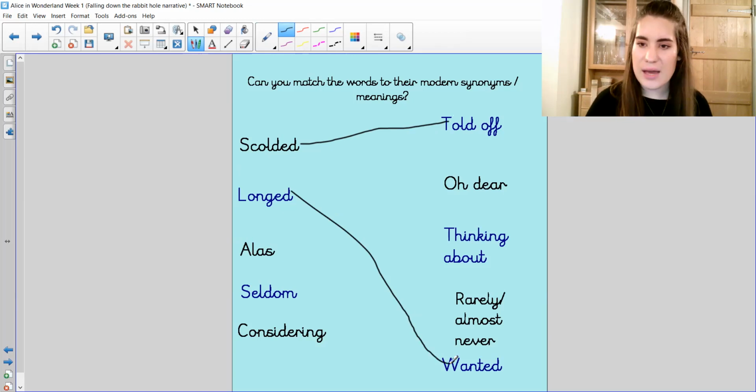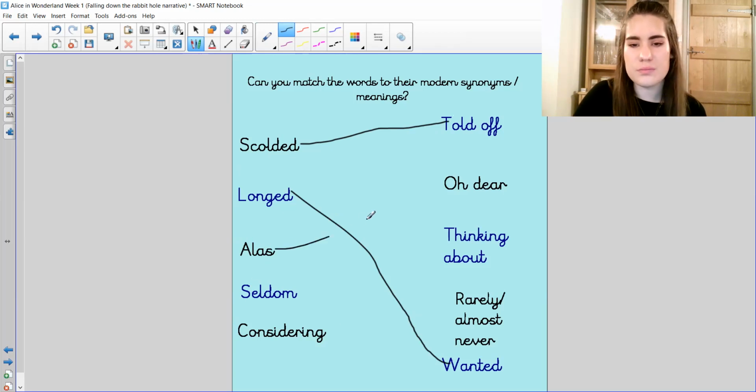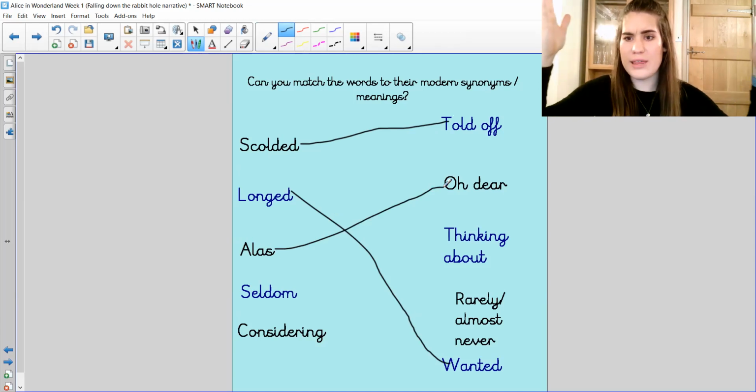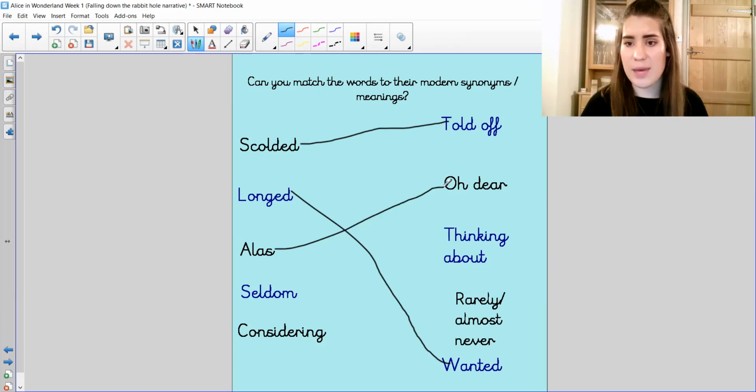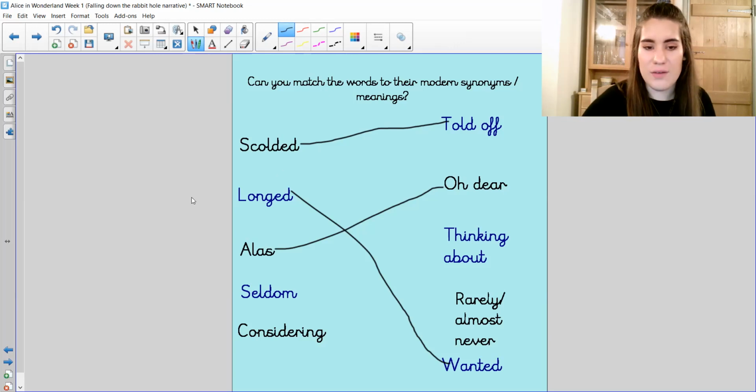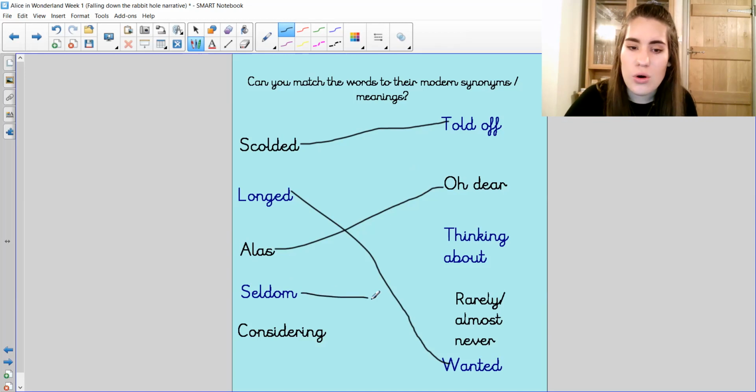Alas, it's kind of like an exclamation. Alas, okay, it kind of means oh dear. It's a bit of a negative exclamation. It's almost like an oh dear. We can't now reach the table because we've shrunk too small. Again, a really odd word. I like this word. I might start using it in everyday life. Alas.